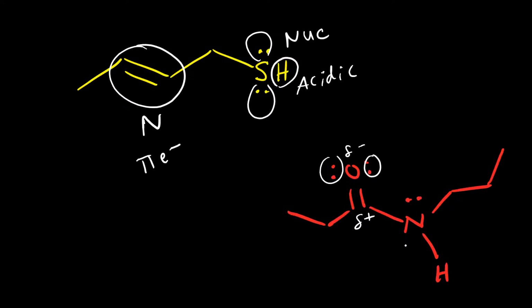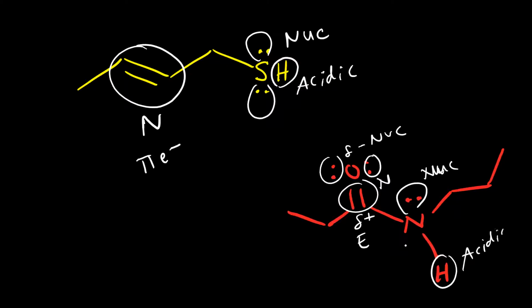And then finally down here, same kind of thing, potentially nucleophilic, electrophilic, you have pi electrons, nucleophilic, and then a potentially acidic proton. Acidic question mark, because we don't know the exact pKa.